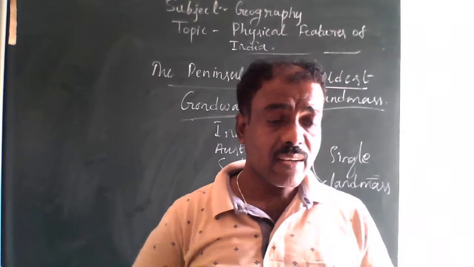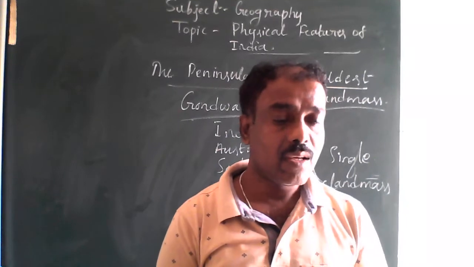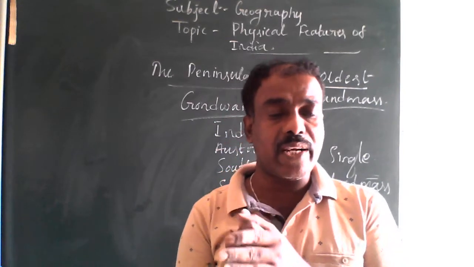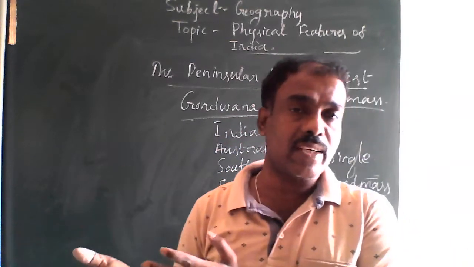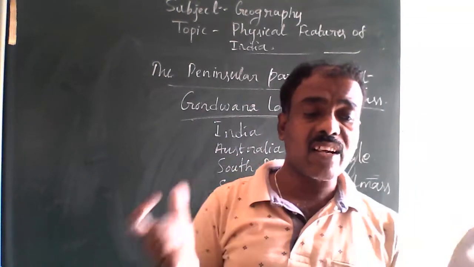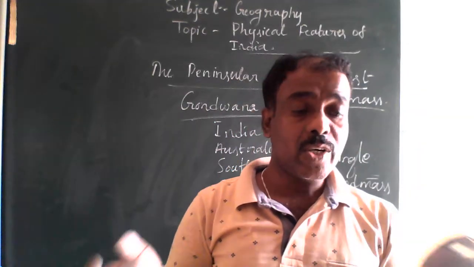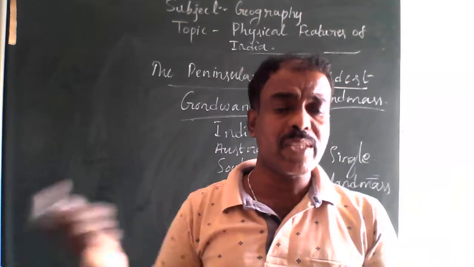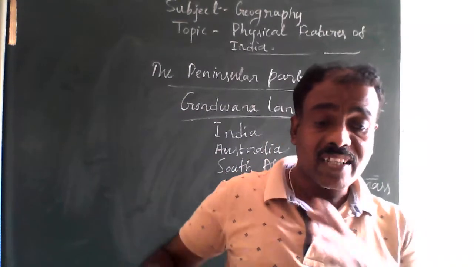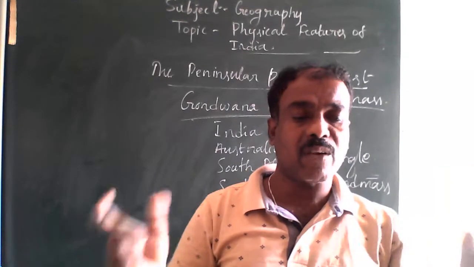See, the convectional currents split the crust into a number of pieces, thus leading to the drifting of the Indo-Australian plate after being separated from the Gondwana land. Are you getting now? So the convectional currents split the crust into a number of pieces. Then after that it leads to the drifting of the Indo-Australian plate after being separated from the Gondwana land.